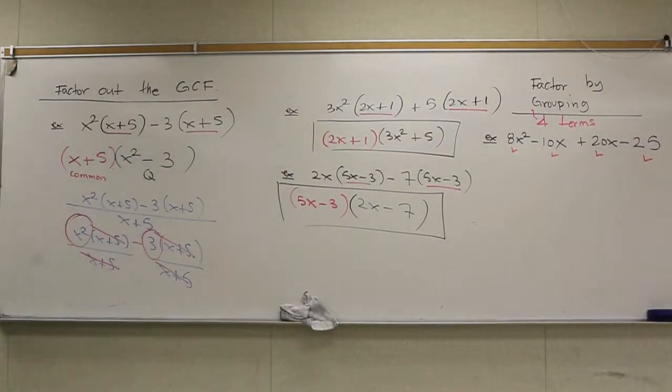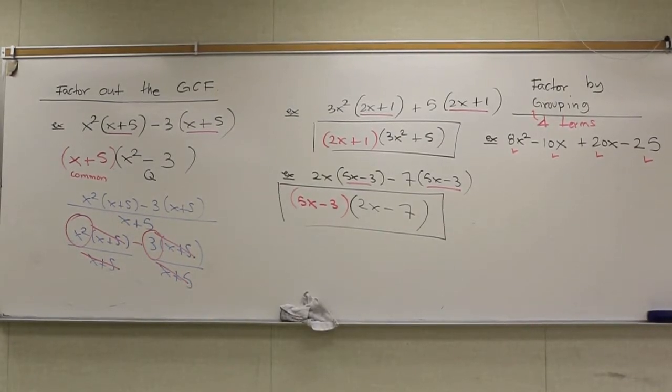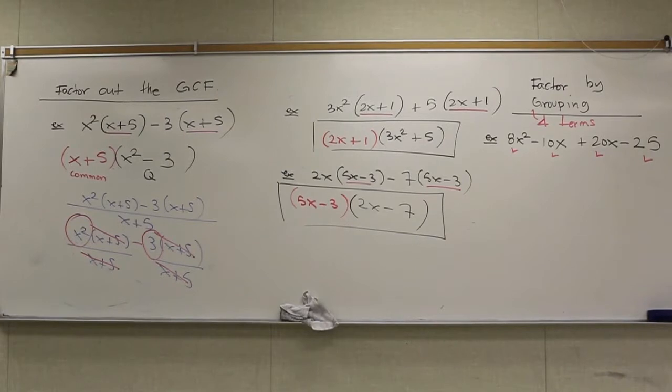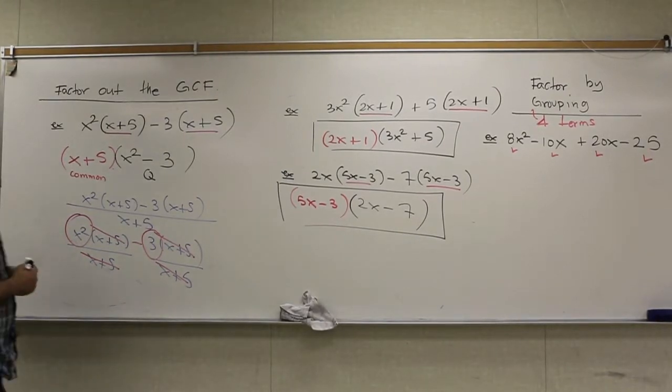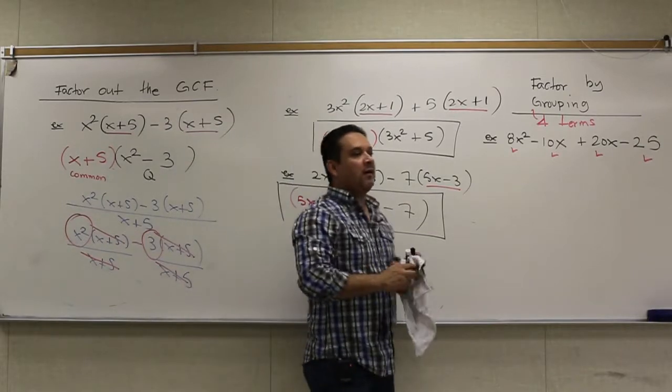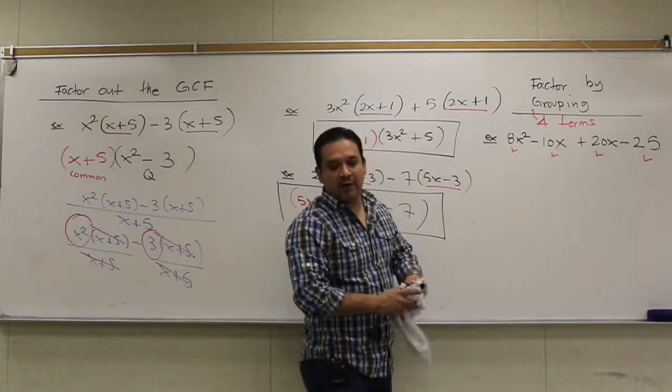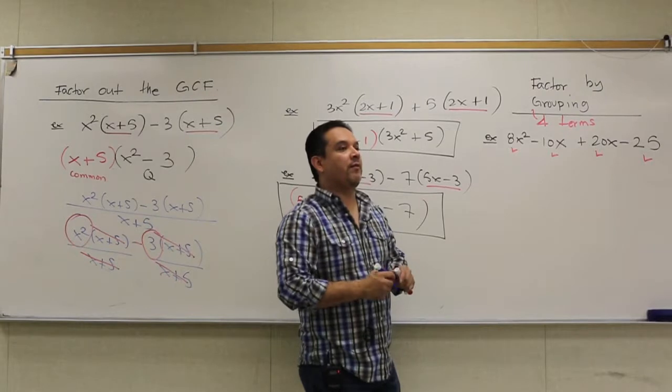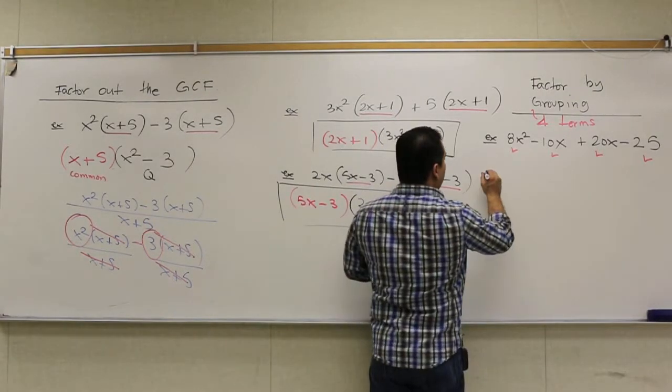So if you have 3 terms, is it going to be factored by grouping? No. If you have 2 terms, is it going to be factored by grouping? No. If you have 4 terms, is it factored by grouping? Yes. Here's what I'm going to do now. Let's give you the algorithm. Give you the procedure.